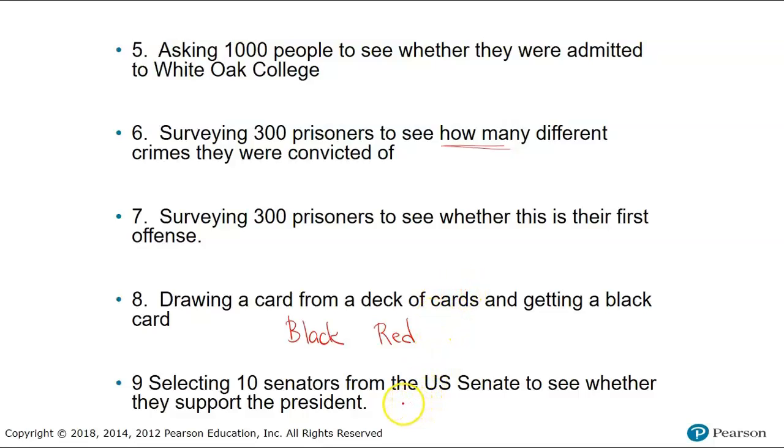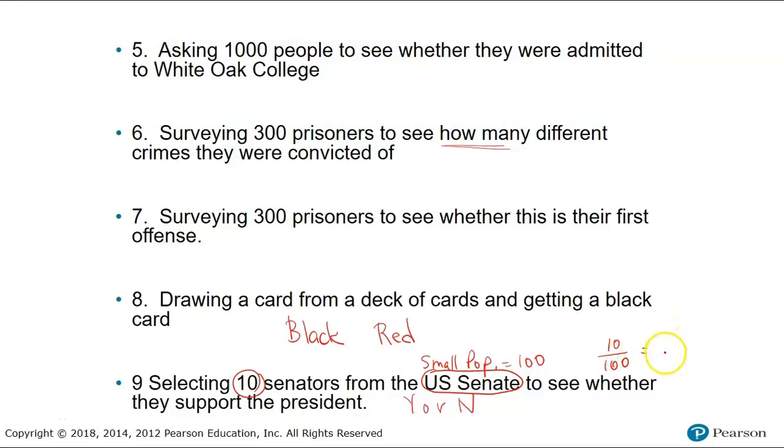Okay, selecting 10 senators from the U.S. Senate to see whether they support the president. Okay, looking at this, at first, this does look like it would be binomial because you're checking to see whether they support the president, so it is a yes or no question. But the problem is we're taking 10 senators from the U.S. Senate. Okay, so here what we have is we have a small population. So for those of you familiar with the U.S. Senate, it's got 100 members. So we're taking 10 out of 100.